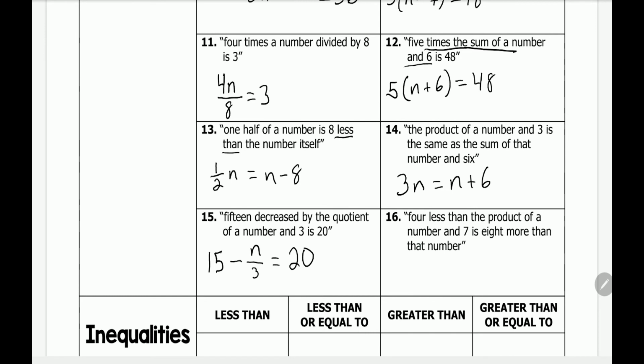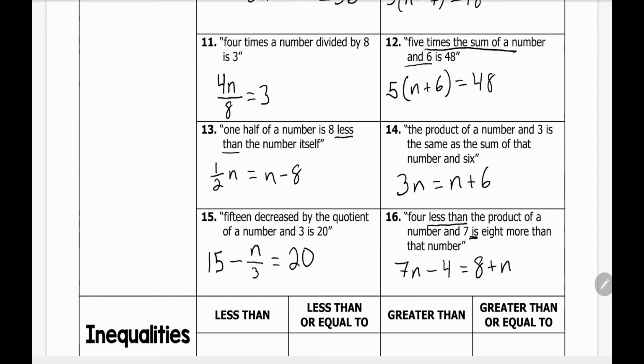Number 16. 4 less than the product of a number and 7 is 8 more than that number. So 4 less than the product of a number. What we're going to do is use this jargon again. So less than, we're going to flip it. We have the product of a number and 7, so we have 7 multiplied by n. Less than is subtraction. Then we have 4. Is, that's an equal sign, 8 more than that number. So we're going to take 8 and we're going to add in.